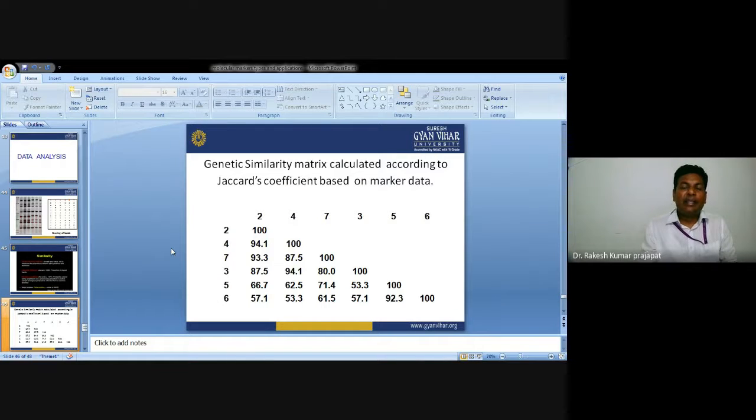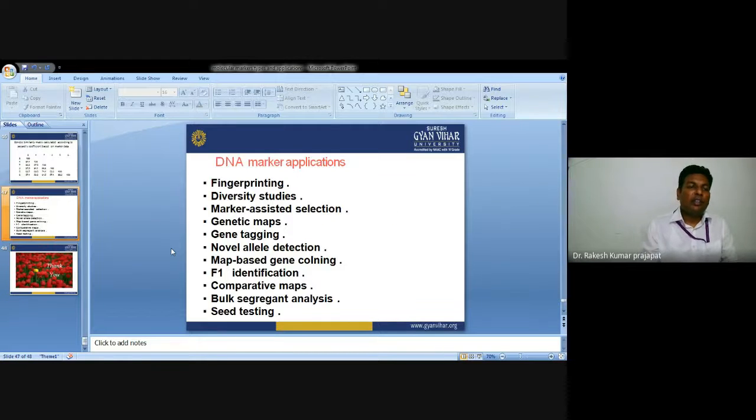A genetic similarity matrix is calculated with the Jaccard coefficient based on molecular markers. There are many DNA marker applications, such as fingerprinting. DNA fingerprinting is generally done with the help of RFLP, and by fingerprinting we can get the DNA profile of different varieties, and in parental and criminal cases. Fingerprinting gives a complete DNA profile of a particular variety.